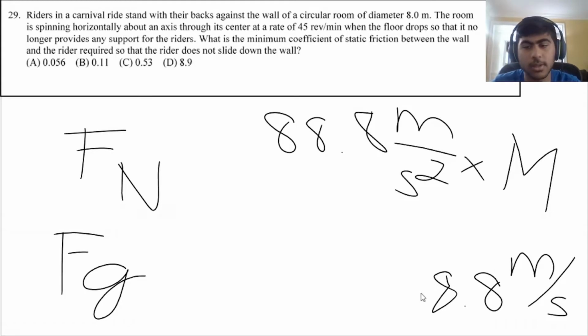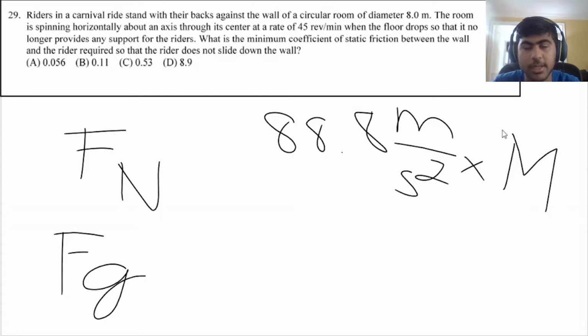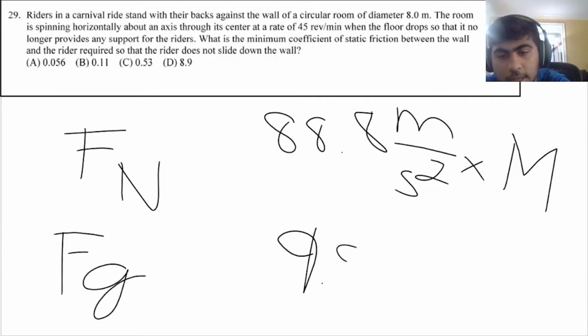Now, well, now what do we do? Right, so we have a mass, but we don't know what the mass is, right? They don't tell us what the mass is. And we're trying to use this normal force and the gravitational force to find a coefficient of static friction. Well, let's see. The force of gravity is mg, right? So that's 9.8 times m.